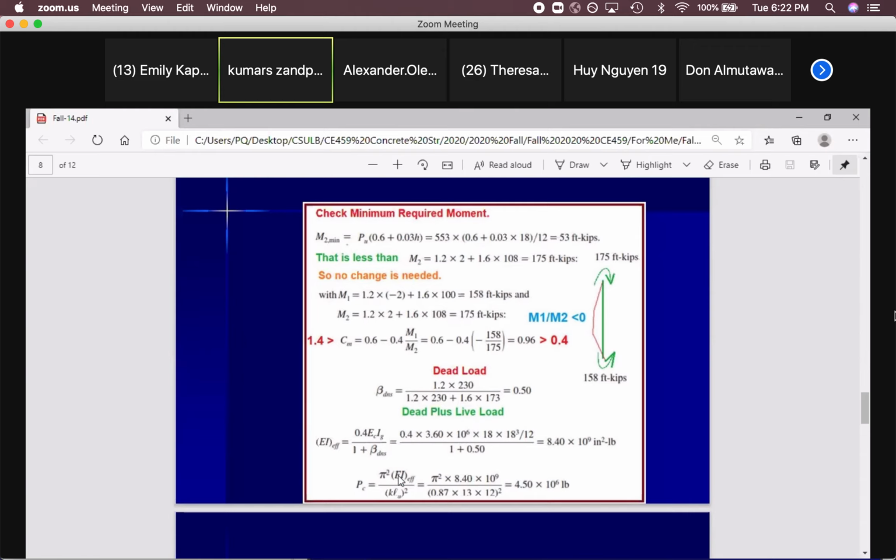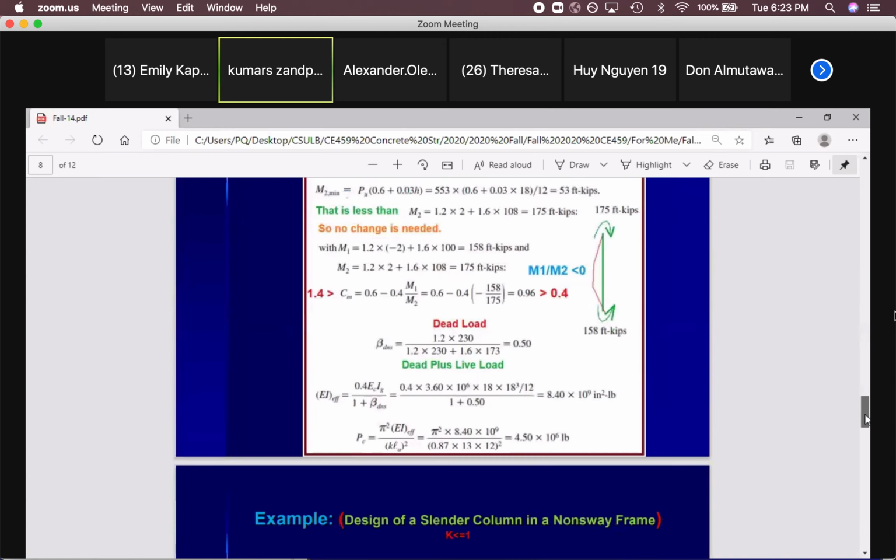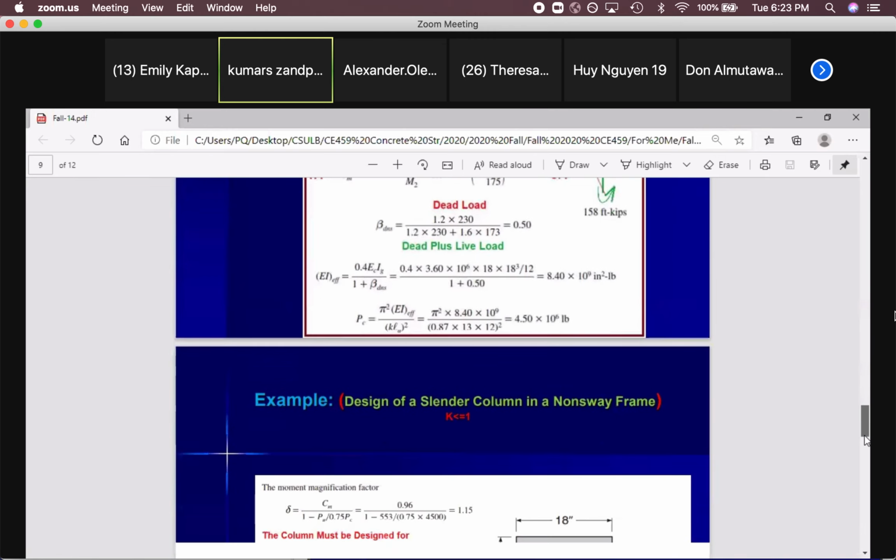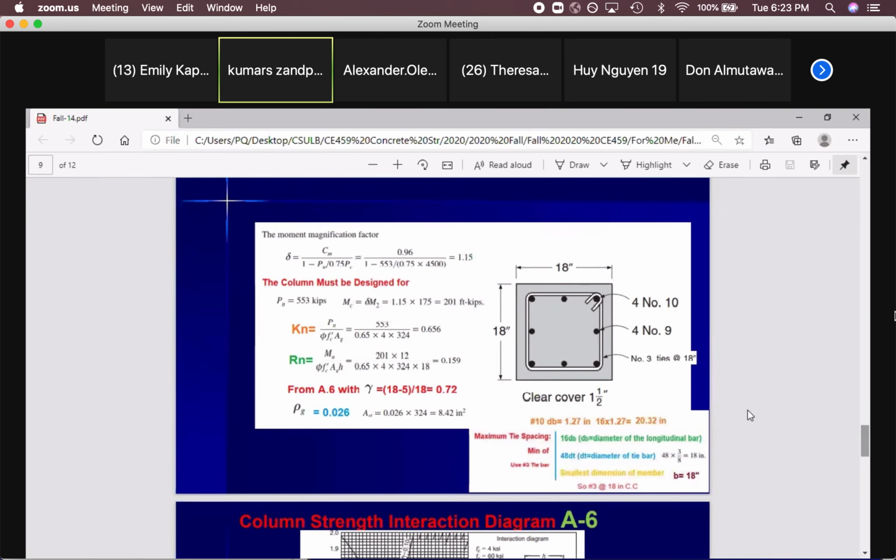So PC, that's the equation, pi square EI divided by KLU square. LU means from bottom of the beam to the top of the slab, times 12, convert to inches. K, we calculated that before. That's your PC. Okay, so with all this stuff, go to this equation, delta.